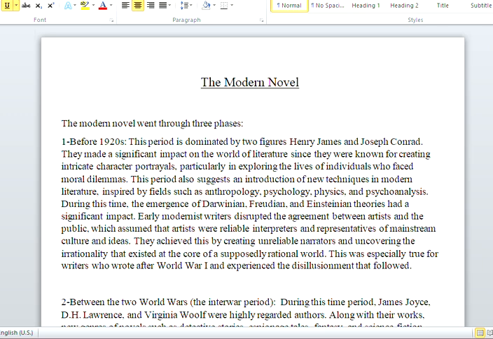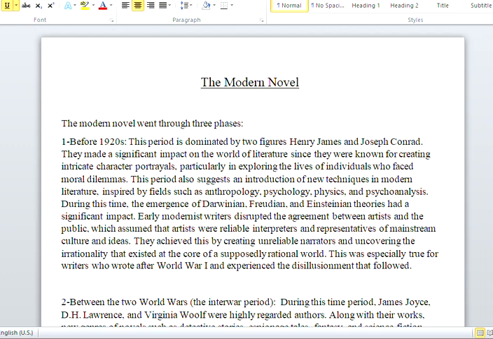So this period is dominated by two figures, Henry James and Joseph Conrad. They made a significant impact on the world of literature since they were known for creating intricate character portrayals, particularly in exploring the lives of individuals who faced moral dilemmas.